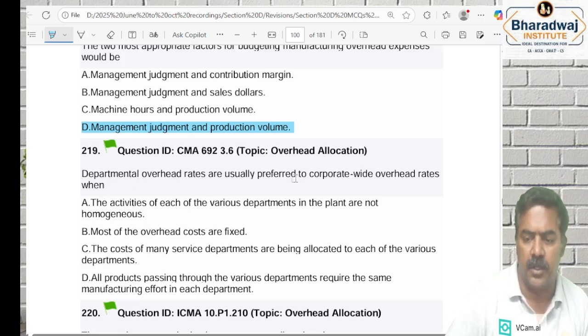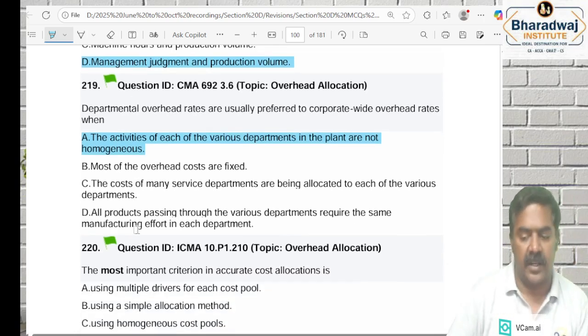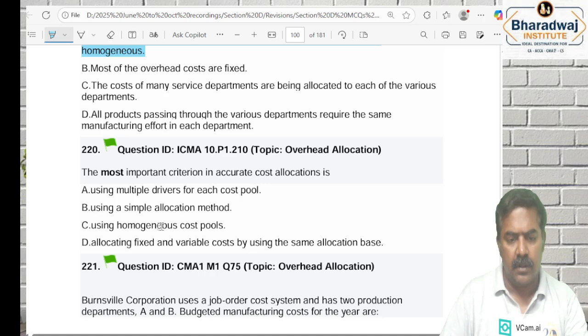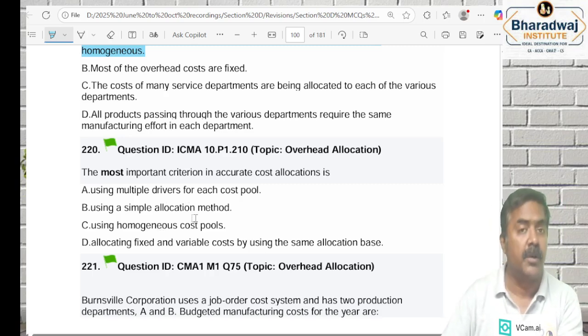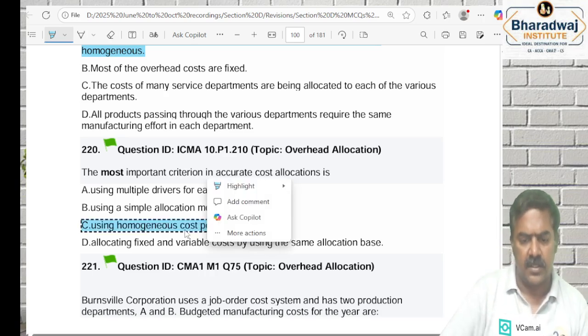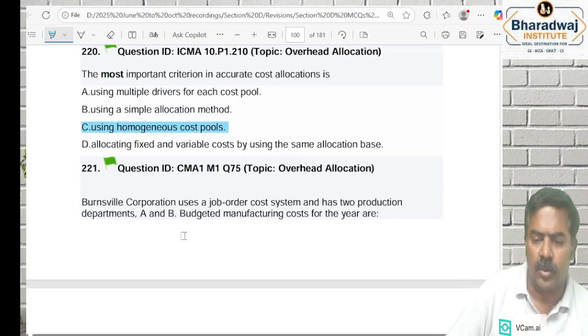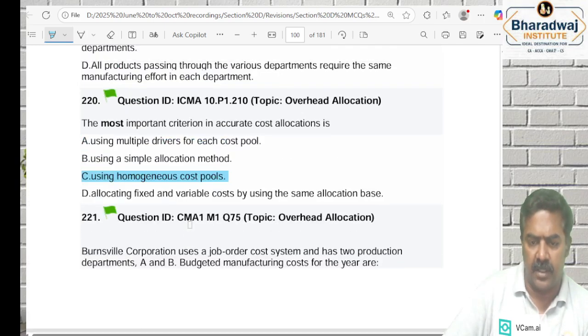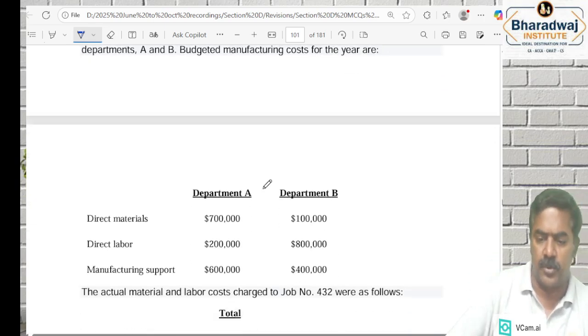Departmental overhead rates are usually preferred to a corporate single overhead rate when activities are what? Not homogeneous. Activities are different. The most important criteria for accurate cost allocation is to ensure that common costs are totally separated, or have a separate cost pool for each uniform or homogeneous cost.